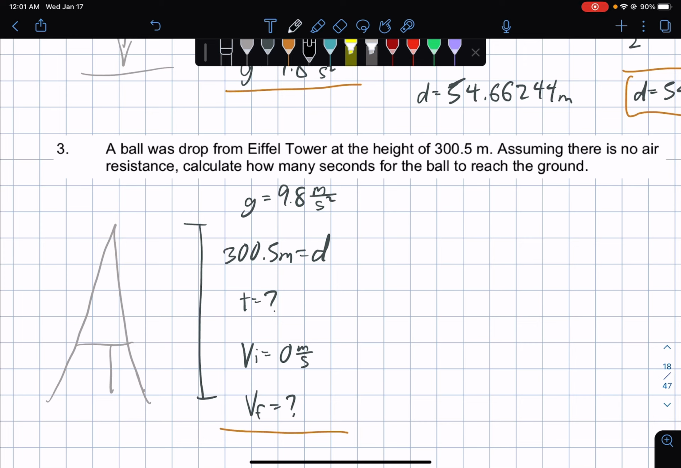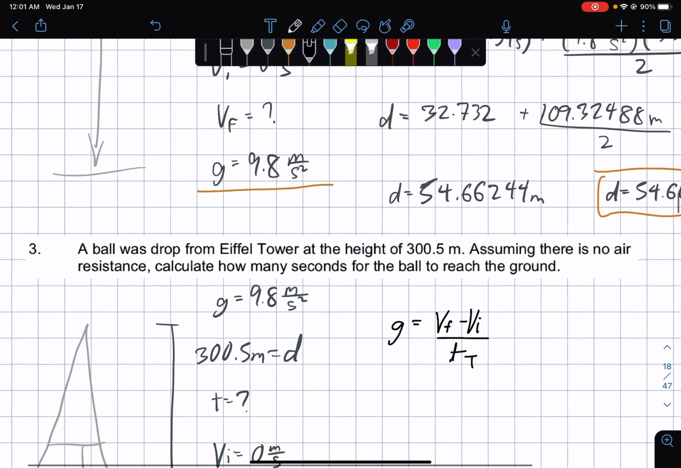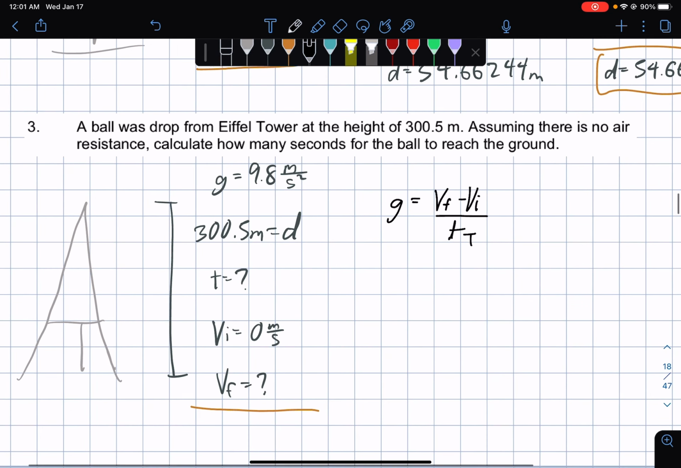So let's look for the time. G is equal to Vf minus Vi over the total time. Gravity is equal to Vf, but Vf is missing. That's the thing, we don't have the Vf. What do we do? Let's try using the formula we used earlier. So distance. Oh yeah, that's actually a better decision since we have the distance value.